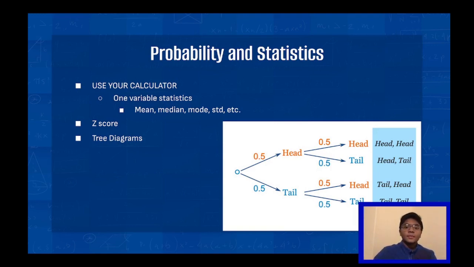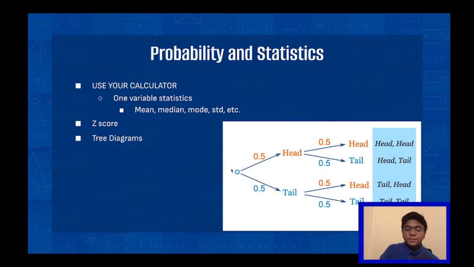Finally, we have tree diagrams. So this is just a way to visualize different outcomes to understand the probability better. So here I have this diagram that I got online that shows the different probabilities of when you flip 2 coins, right? So here we have a 0.5 probability of getting heads, and then a 0.5 probability again of getting heads twice.